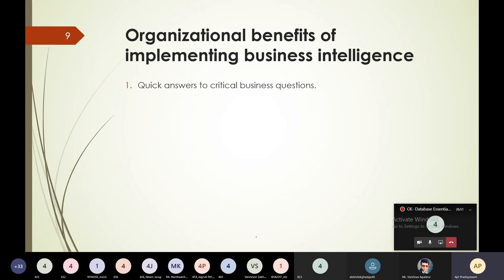Next is align activities with strategies. Whatever planning you have done, as per the operational information, all the activities you can align so that they will be carried out in a synchronized way. So business intelligence will help you to align activities with your strategy.